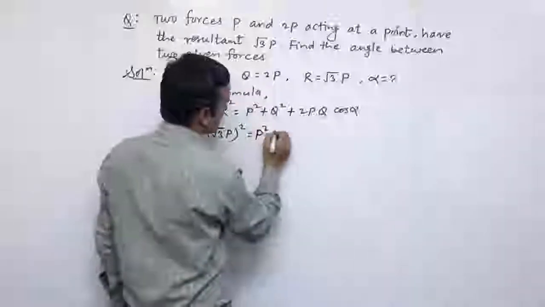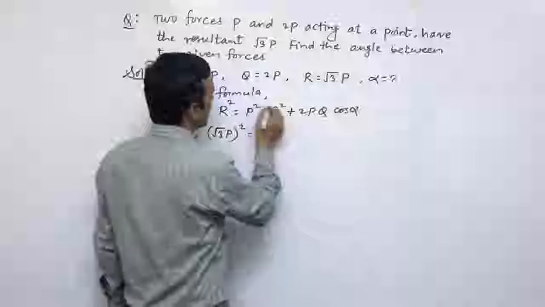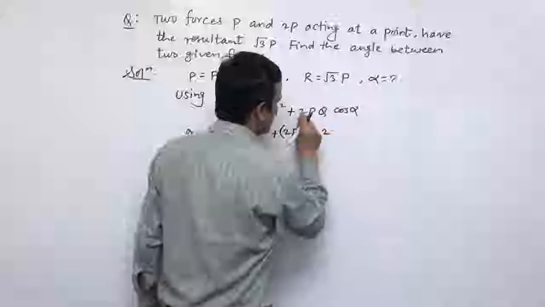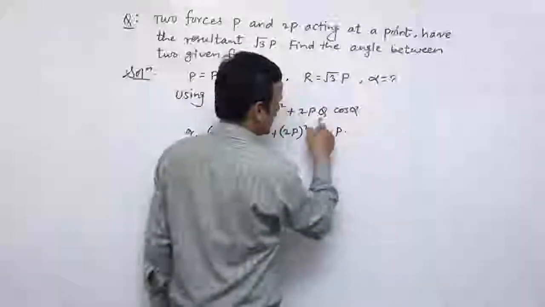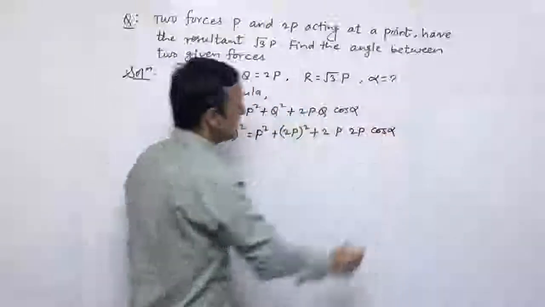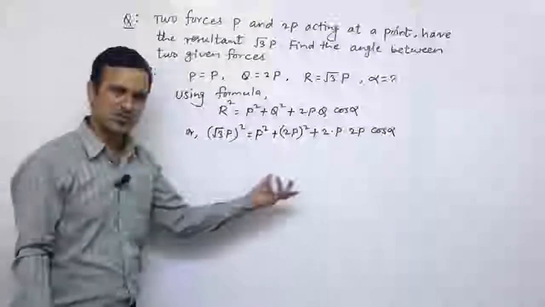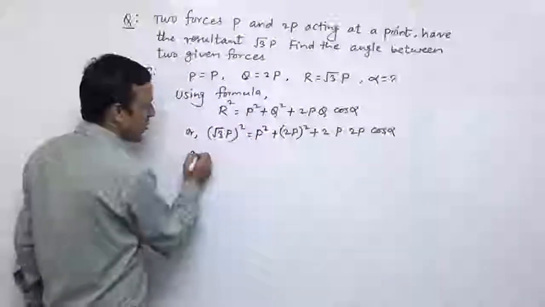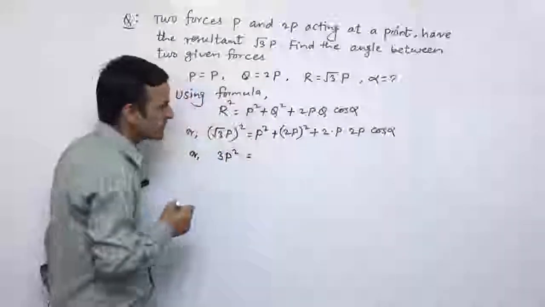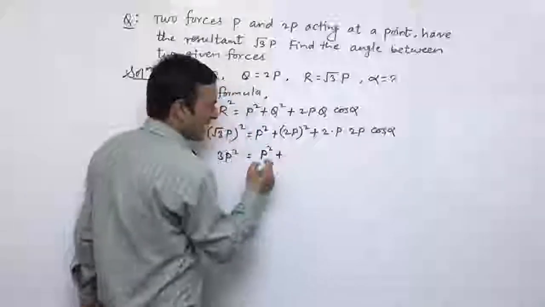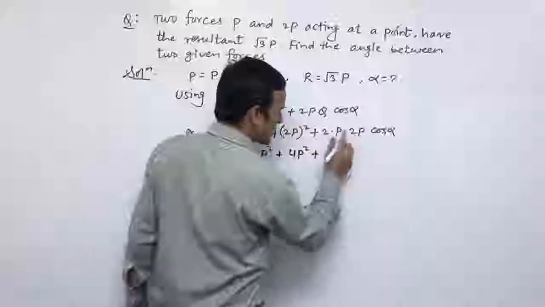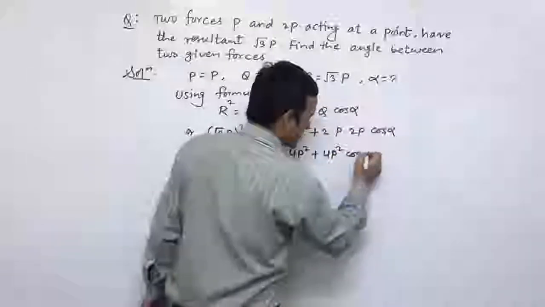And P square, same as previous, P means P. And the value of Q is 2P, so write 2P square. So 2 and P force, P, Q force, 2P, and cos alpha. After substituting, we get this term. Now we can expand this one. Root 3P square means it is 3P square, and it is P square, and 2P whole square means it is 4P square. Again 4P square and cos alpha.